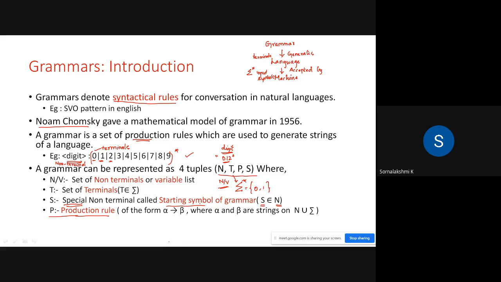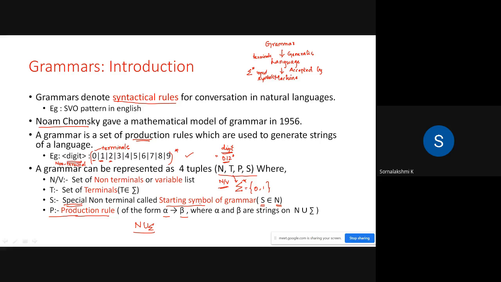The production rules are the rules that you follow to derive strings following the grammar. They are of the form alpha tends to beta, where alpha and beta are strings, and alpha and beta can have both non-terminals and terminals. That is why you see N union sigma over here. So alpha and beta are strings, and these strings can have both non-terminals and terminals.